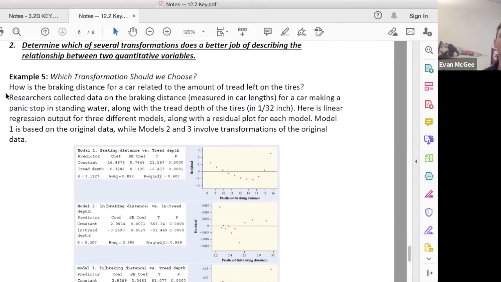So how is the braking distance for a car related to the amount of tread left on the tires? Researchers collected data on the braking distance measured in car lengths for a car making a panic stop in standing water, along with the tread depth of the tires in 1/32nd inch. Here is a linear regression output for the three different models, along with a residual plot for each model. Model 1 is based on the original data, while Models 2 and 3 involve transformations of the original data.